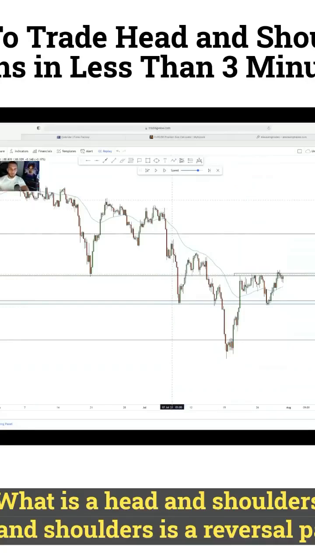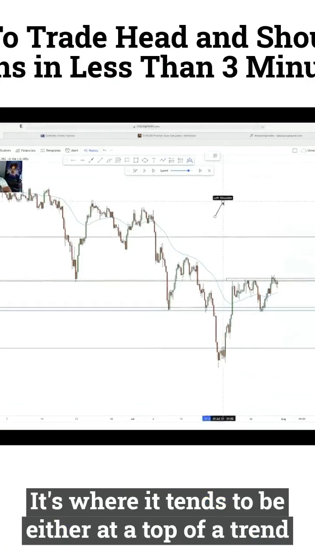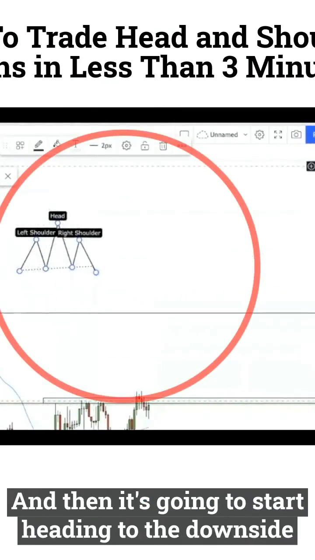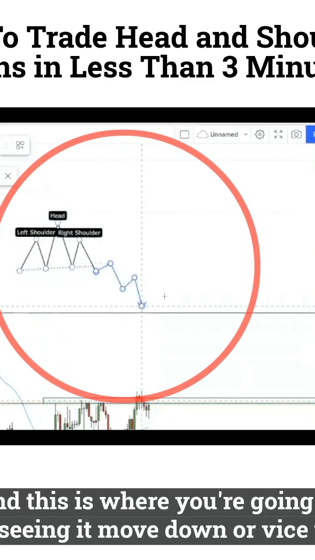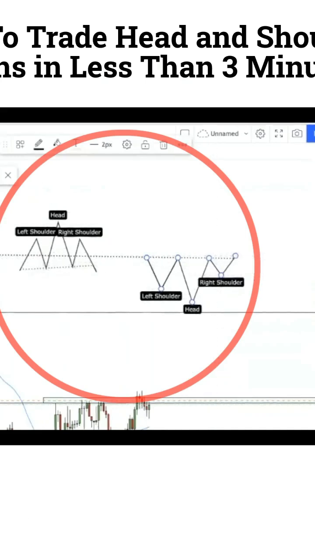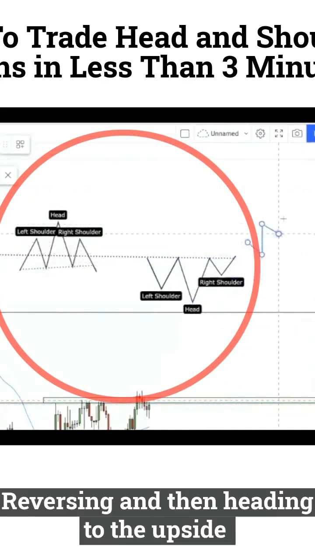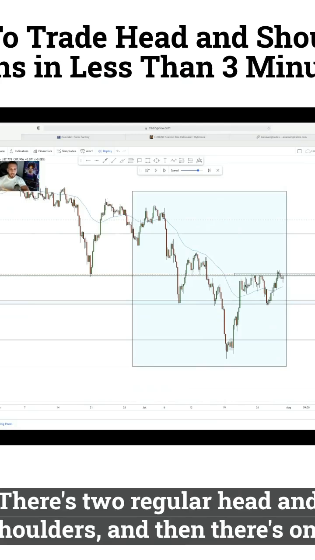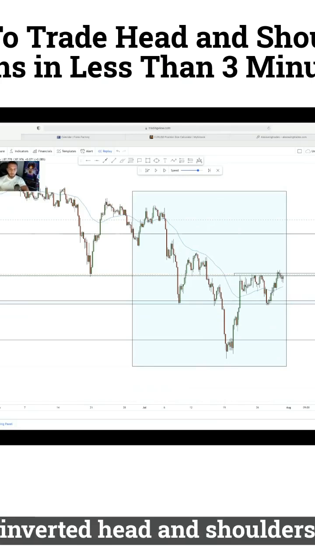What is a head and shoulders? Head and shoulders is a reversal pattern. It tends to be at the top of a trend, and then it's going to start reversing and heading to the downside. Or vice versa, it's at the bottom of a trend, and then this is where it's going to start reversing and heading to the upside. Within this section, there are three different types of head and shoulders. There are two regular head and shoulders, and then there's one inverted head and shoulders.